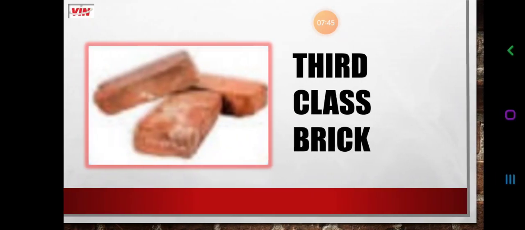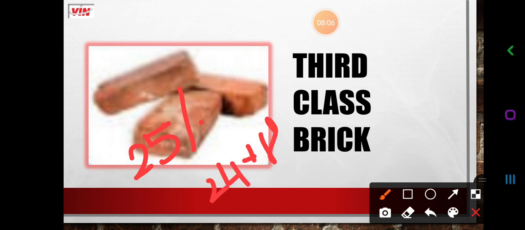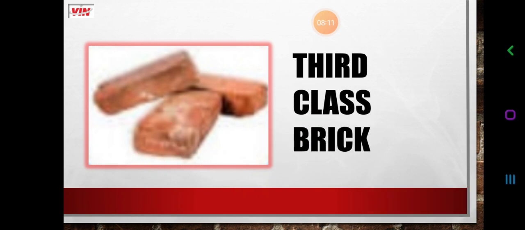Then we move on to the third class bricks. These bricks are not properly burnt, that is underburnt in the kiln, and they are soft and can be easily broken. These bricks should not absorb water more than 25% of their own dry weight after being immersed for 24 hours in water. This is called third class bricks.